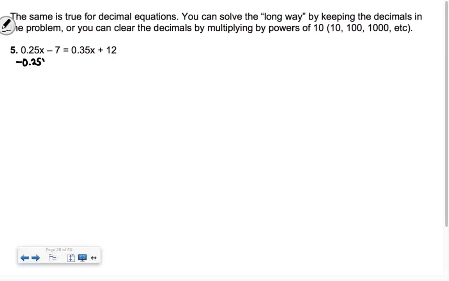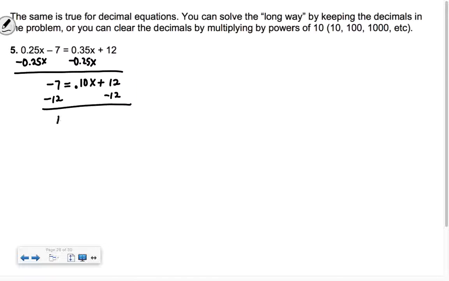If I'm getting my x's together, I'm going to take my smaller x, 0.25x, and subtract it over. So when I do that, I have negative 7 equals, what do I have here? 0.35 minus 0.25. Can you guys do that without a calculator? What do you get? 0.10, or you could just write 0.1 and it would be the same thing. So 0.10x plus 12. We subtract the 12 over, so we get negative 19 equals 0.10x.